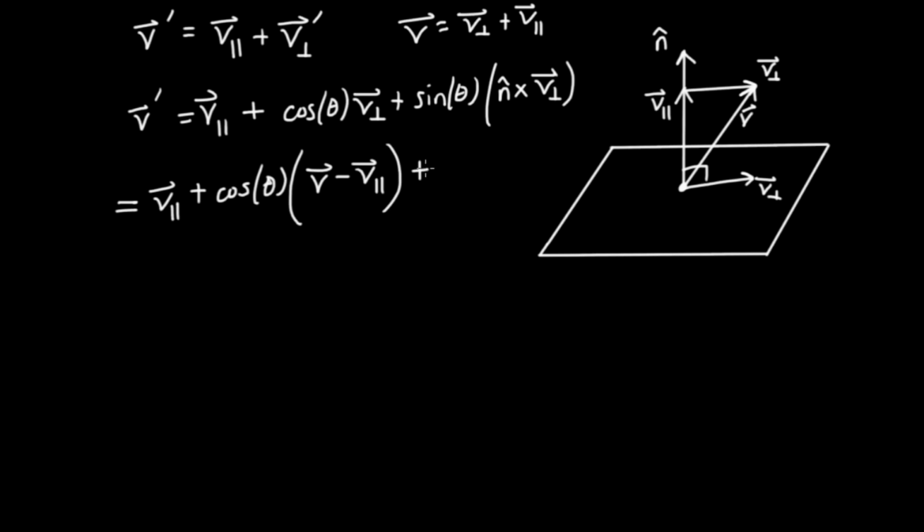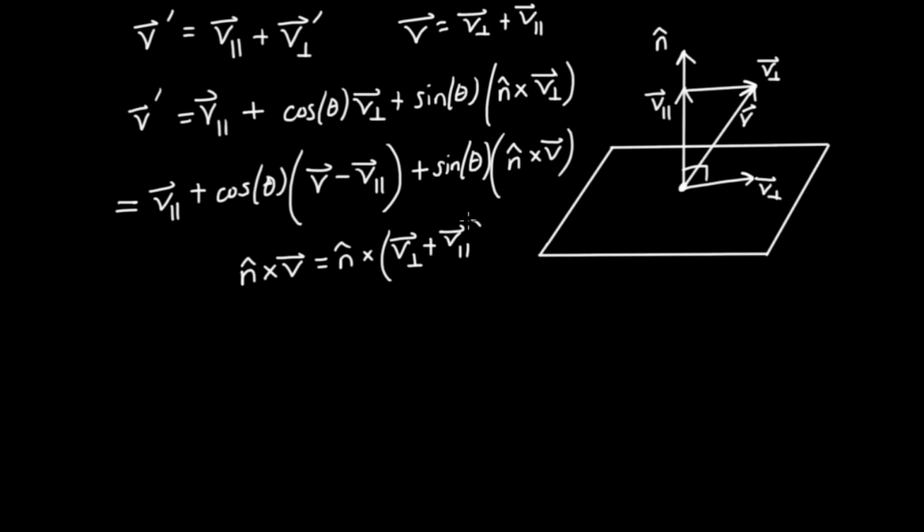So that's the first substitution. And the second one is I'm going to realize that n cross v perp is actually the same thing as n cross v. And that's a short demonstration of why that's true. What I'm going to do is take the cross product between n and v. And remember, v is equal to v perp plus v parallel.